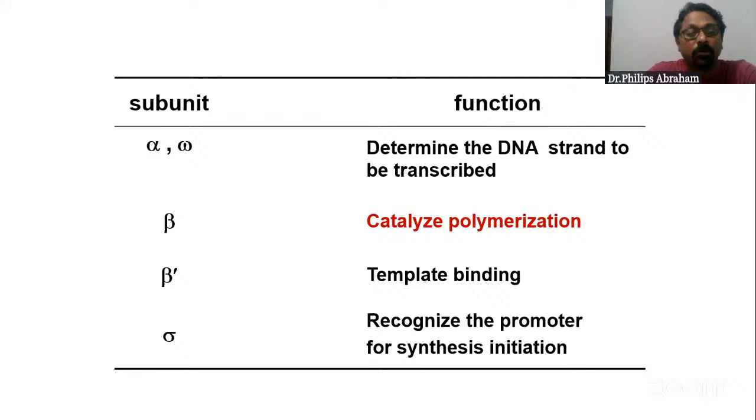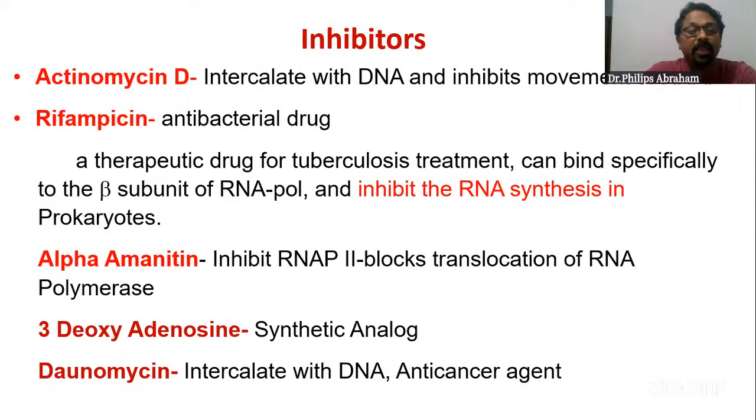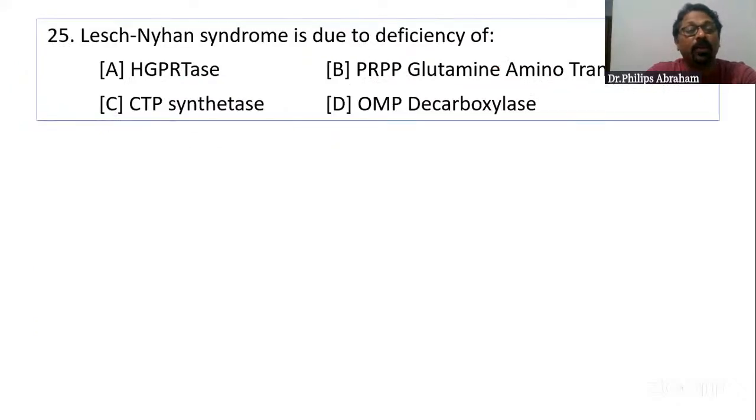Okay, and here, please note the beta in that 5 subunit enzyme. Beta is helping in the catalysis process. That means the addition of nucleotides to form an RNA is catalyzed by the beta subunit. And of course, some inhibitors of transcription can be asked. In the same way, inhibitors of replication and translation can be asked. Please note the things. Okay, next question.